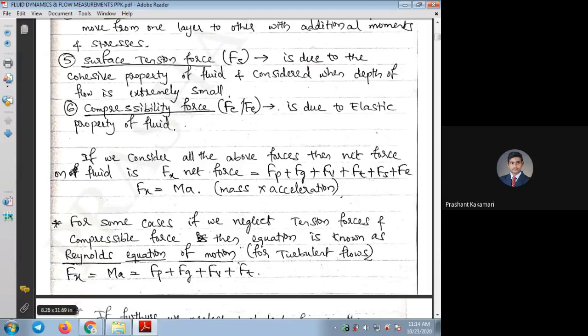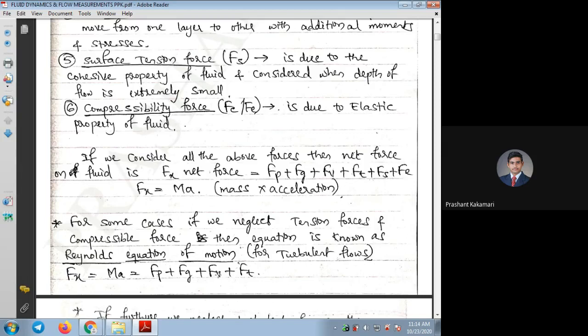So Reynolds is used many times, but in this chapter you remember that for motion, if you neglect surface tension and the force due to compressibility, then such type of equation is called Reynolds equation for motion. That is considered with neglecting the force due to surface tension and force due to compressibility, meaning we are not considering the cohesive forces of the fluid. So that equation is called Reynolds equation of motion.